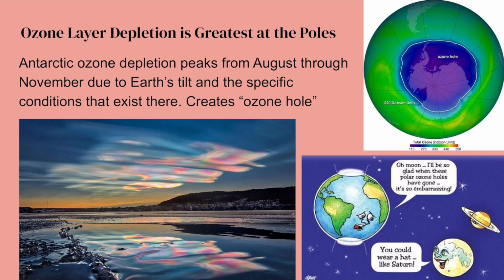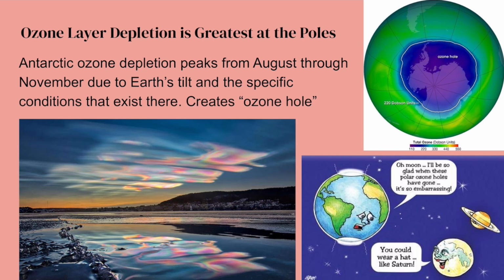And this is partly because of the tilt of Earth, so more UV radiation can reach that area of Earth's surface, and also because there are some very specific conditions that exist at the poles, and what we see are these things called ozone holes that are formed. The conditions that allow this are in the Antarctic, we have very low winter temperatures, so it's super cold. And that causes the formation of what are called polar stratospheric clouds, or PSCs. They look like this picture on the bottom right.